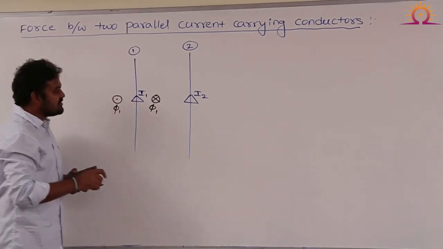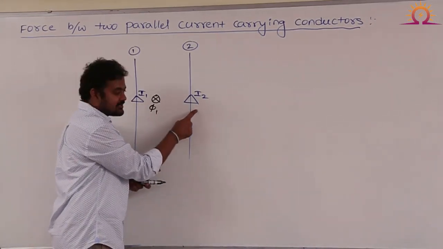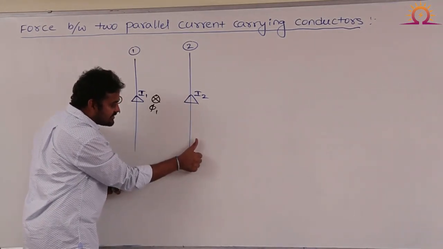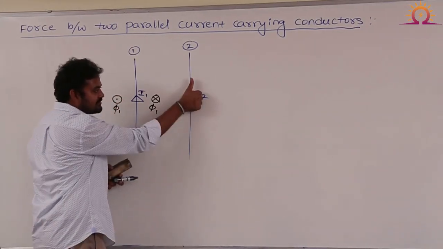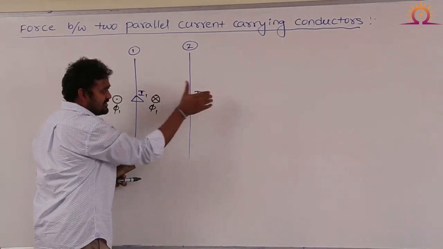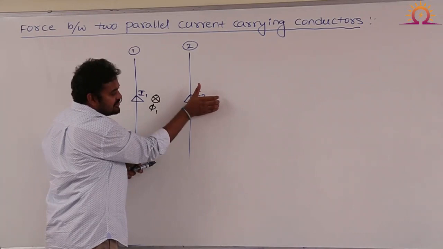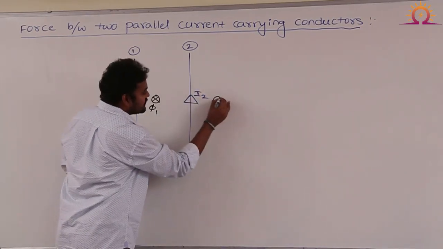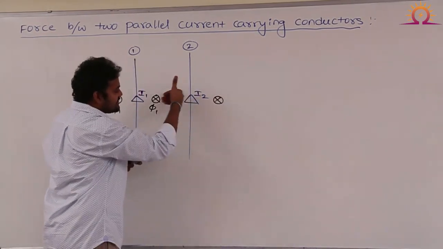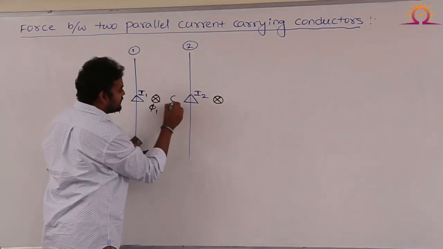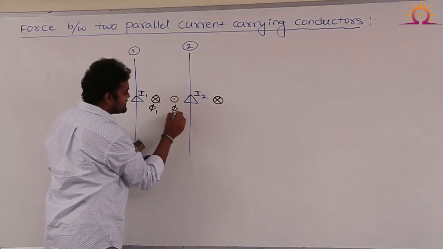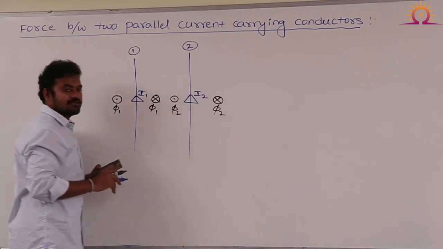Similarly, if you look at the second conductor, this is also carrying the current in the same direction, that is upward direction. My four fingers will represent the flux created by the second conductor. Right side of the conductor, it is into the plane. Look at the four fingers, into the plane. And the left side of the conductor, it is out of the plane. So this is the flux developed by the second conductor.